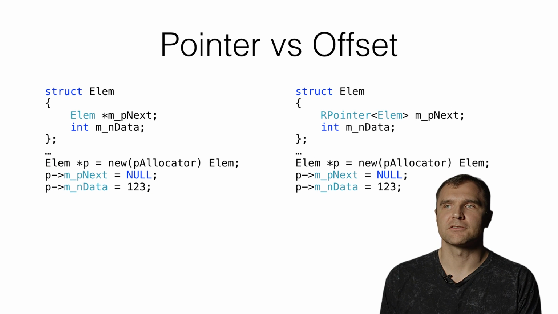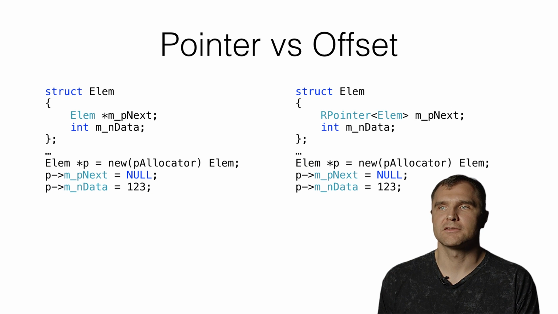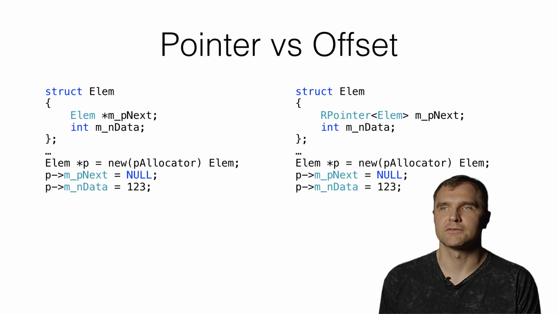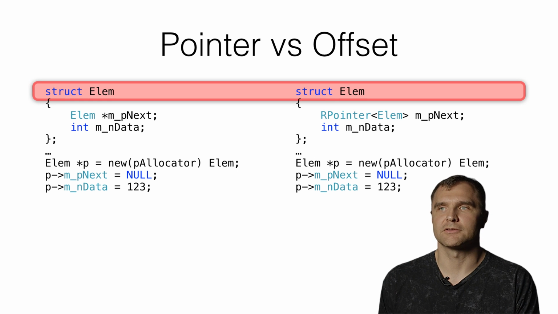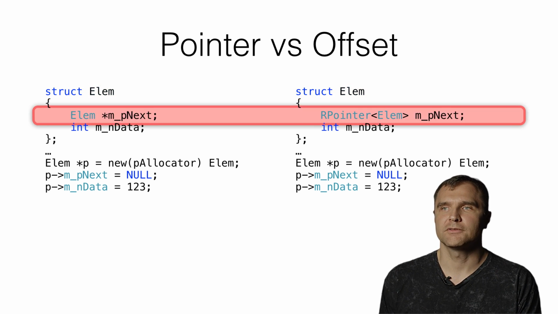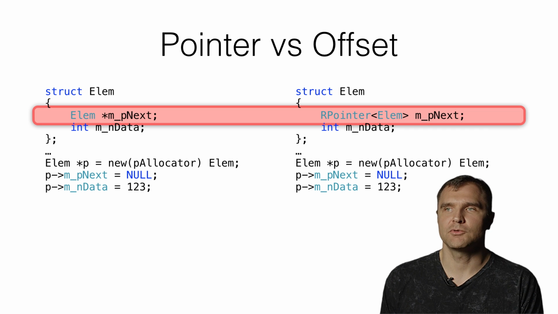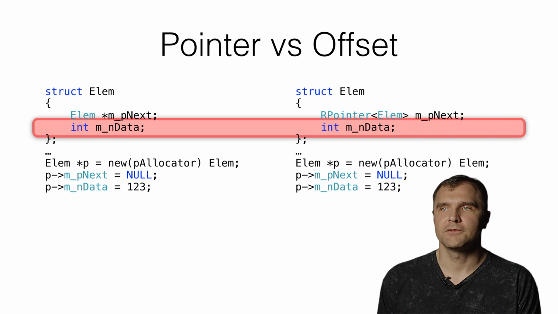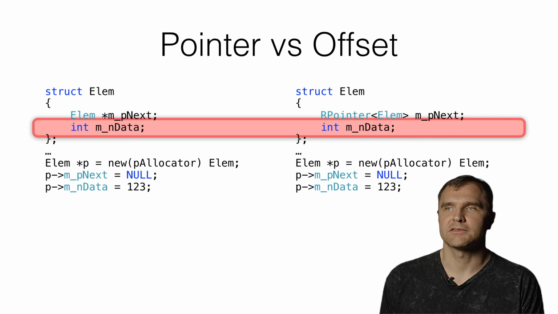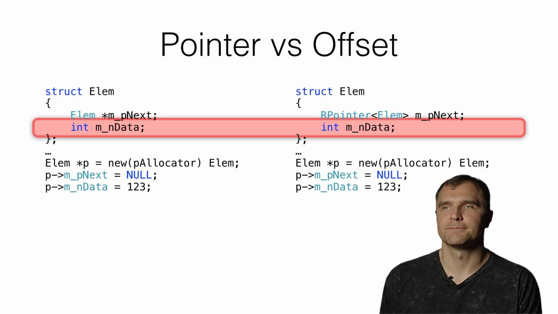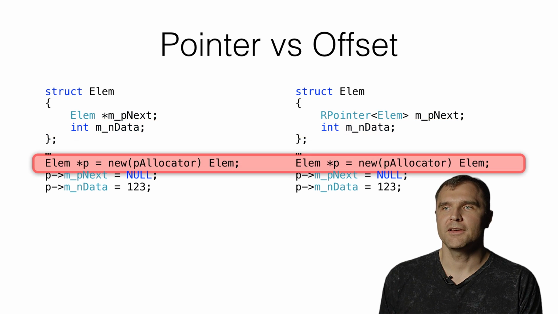Here is a little comparison chart of a linked list with normal pointers and offsets. The declarations are very similar. The pointers that point inside the data block change to offsets. We use a template class for that. All the data fields remain the same. Alignment and size can reduce.